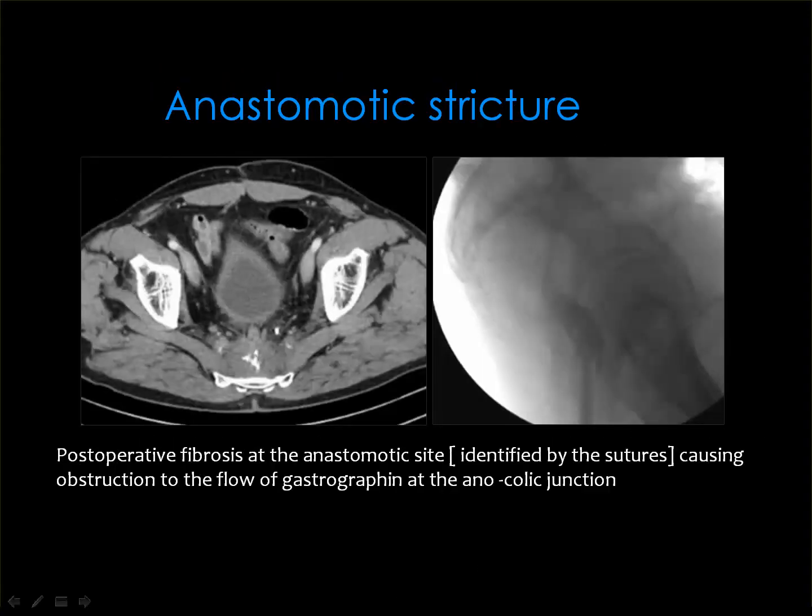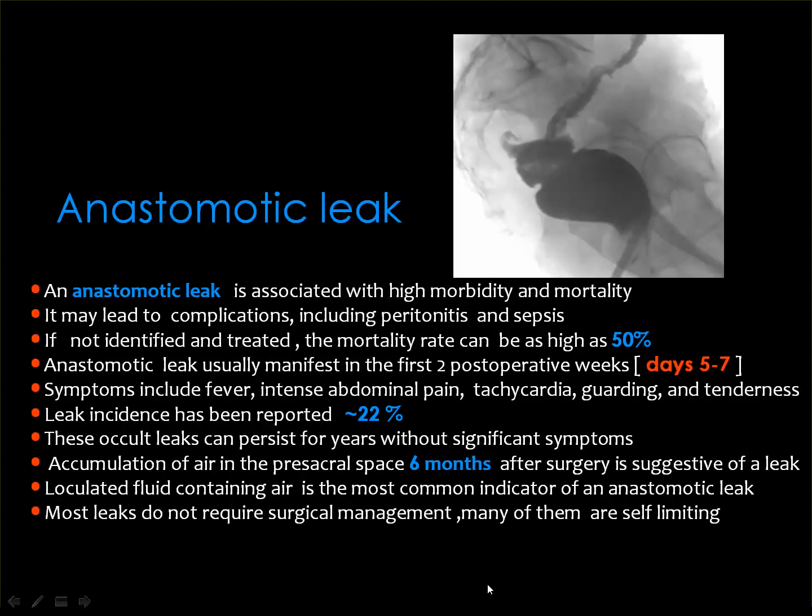And this is another example. You got a big mass anterior to the sacrum of fibrosis that has totally occluded the rectal lumen so that the injected gastrografin cannot pass beyond the site of the occlusion.